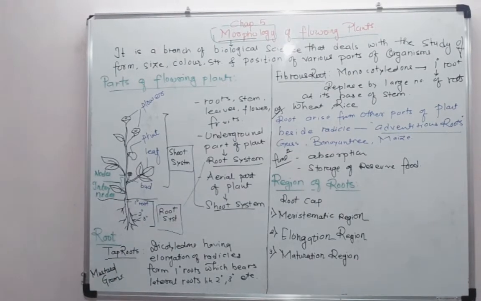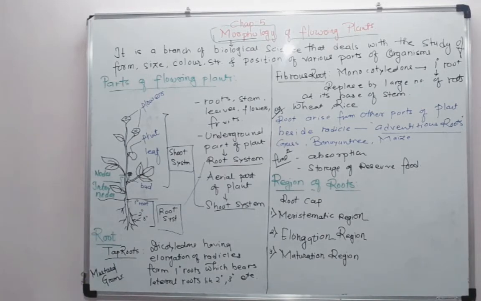Are you getting what I'm saying over here? So how many parts does the plant have? We can say there are root, stem, leaves, flower and fruit. The underground part is known as what? The root system. And the portion above the ground forms the shoot system. Now we will talk about the root part. This one is the root part.